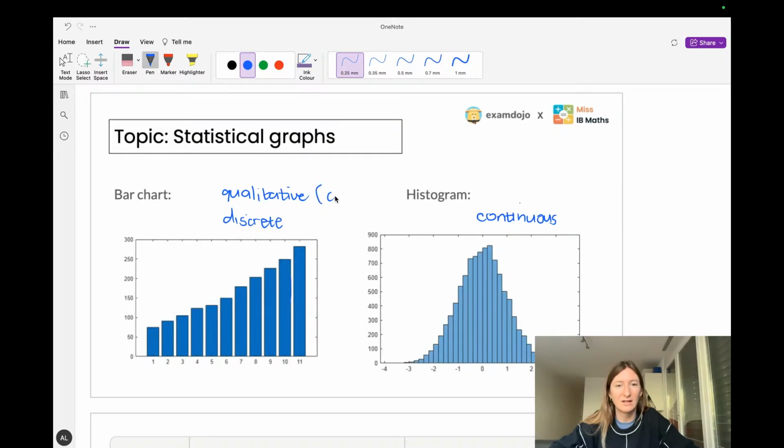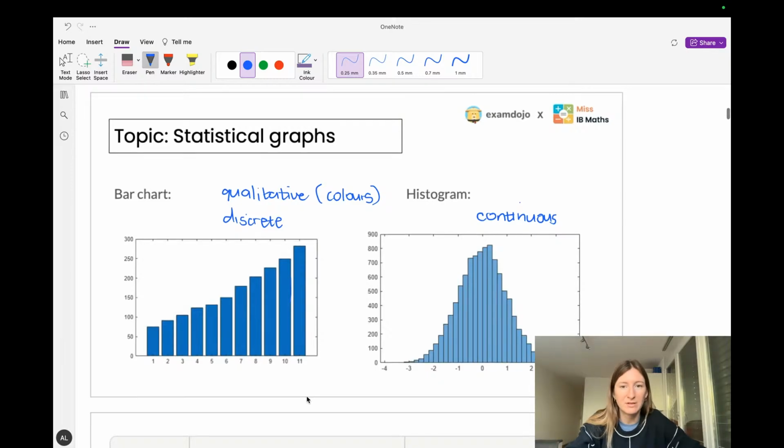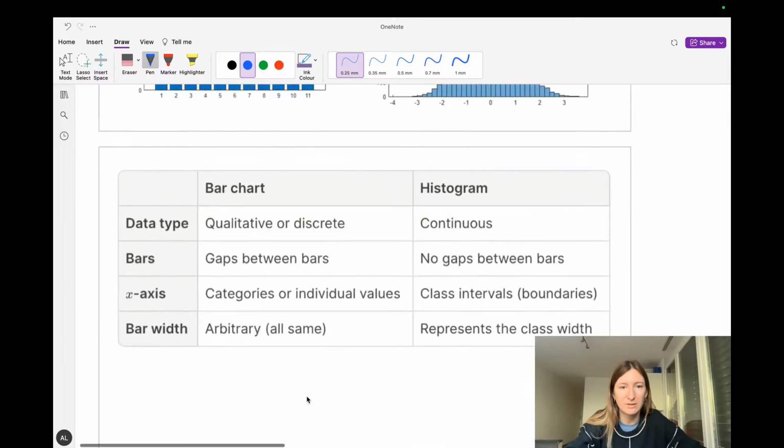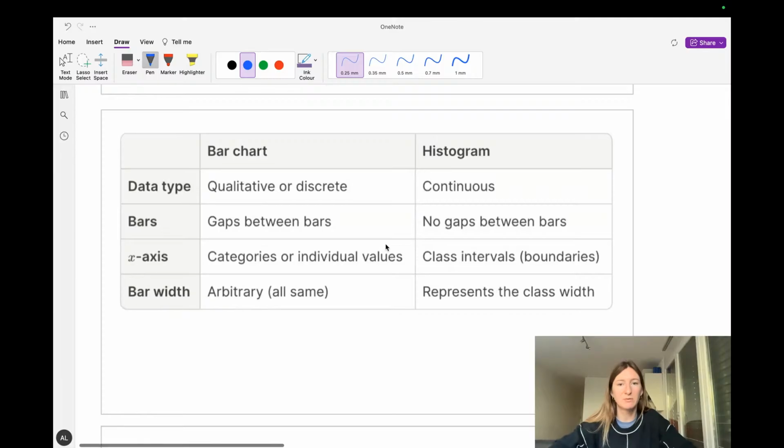So things like colors and brands and things like that, things we don't really see much in the DP course. So we're going to be looking at histograms. Like I said, the main differences between them: gaps between bars, no gaps between bars. Bar charts are for discrete or qualitative data, and histograms are for continuous.